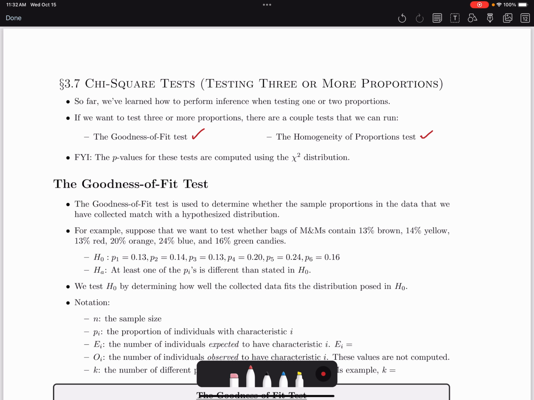But both of these tests are called a chi-squared test. So this is the Greek letter chi, right? So this is chi squared. Both of these tests follow a chi-squared distribution, and consequently that's what we'll use to get the p-values for these tests. And so they're both called chi-squared tests. I want to do a couple examples of each of these tests, so let's get to it.